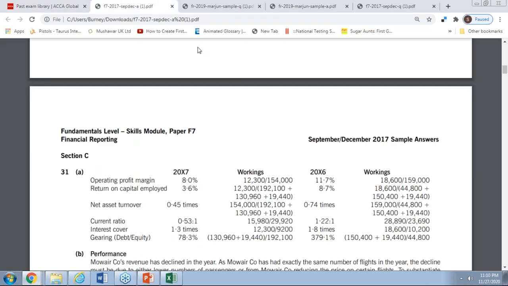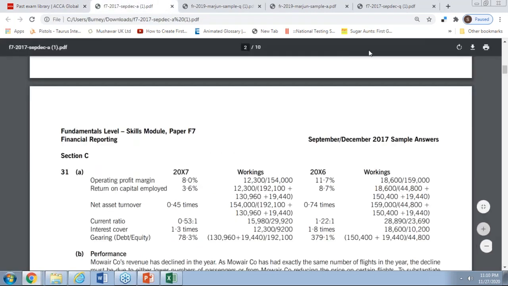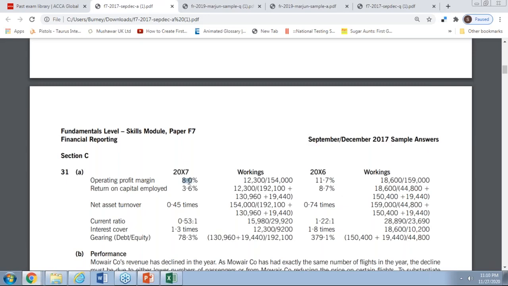Okay, so let's analyze the calculations. Operating profit margin has declined over the period. So what will be the reason for this? One of the reasons could be the company is charging low airfares. That's why the profitability has gone down.